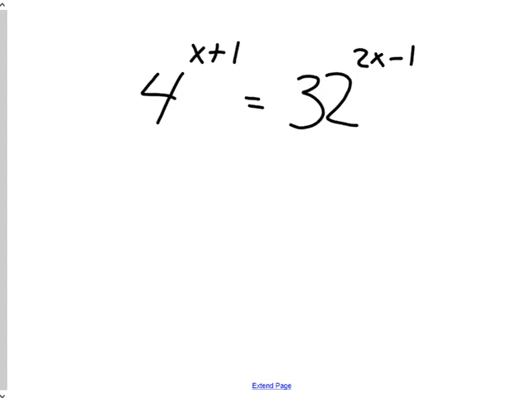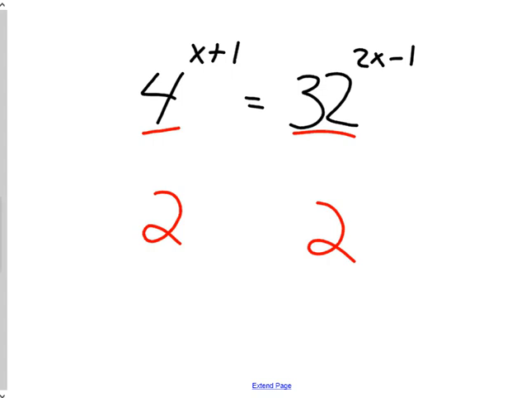So, try this one. Check with the kid next to you. See if you got it. 4 to the x plus 1 is equal to 32 to the 2x minus 1. Hint, make these bases the same, and 32 isn't 4 to the something. That means both of them need to have a base change. Make both of them into base 2. 2 to the something and 2 to the something. And then you might be able to pull this one off. I'm going to pause for a second while you give that one a try.